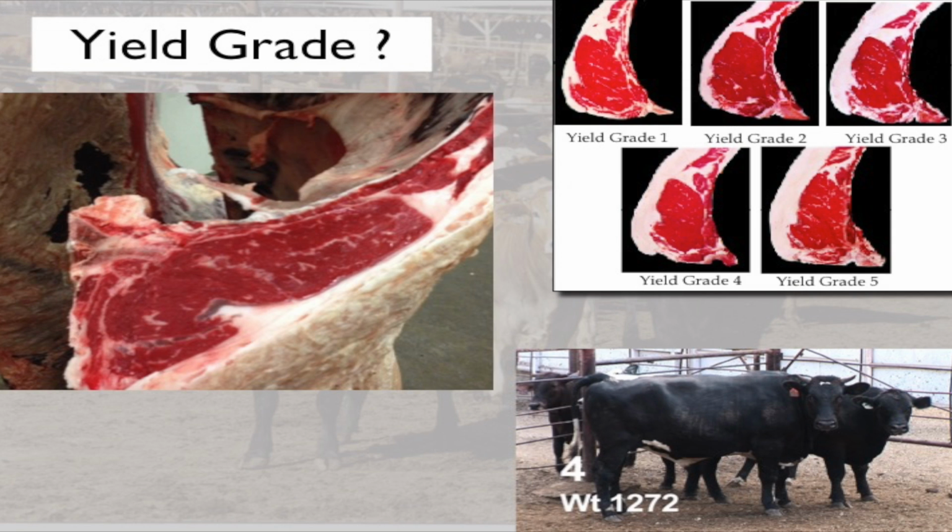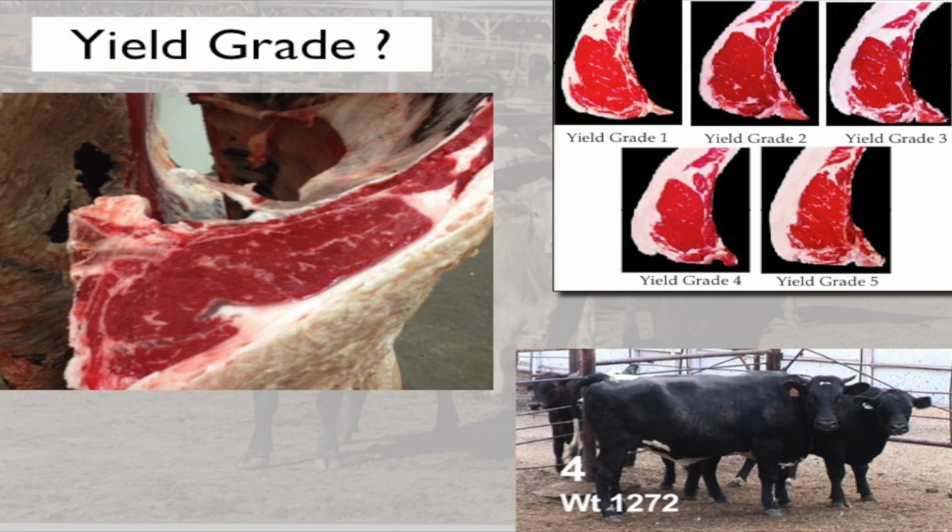Now this is picture 7. Picture 7 actually is a Holstein. You'll see that number 4 and it's a Holstein. It actually calculates out to be a yield grade 3. That's because it has a very small ribeye. I would say that the yield grade equation was developed for beef type animals and not dairy type animals.